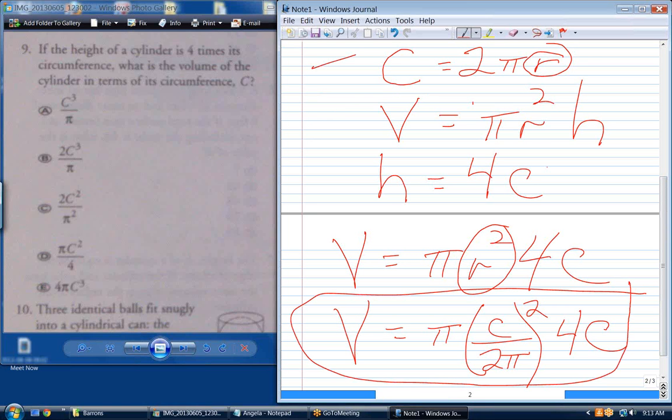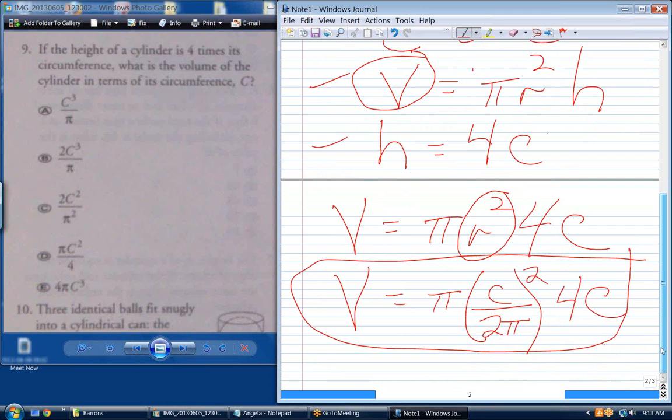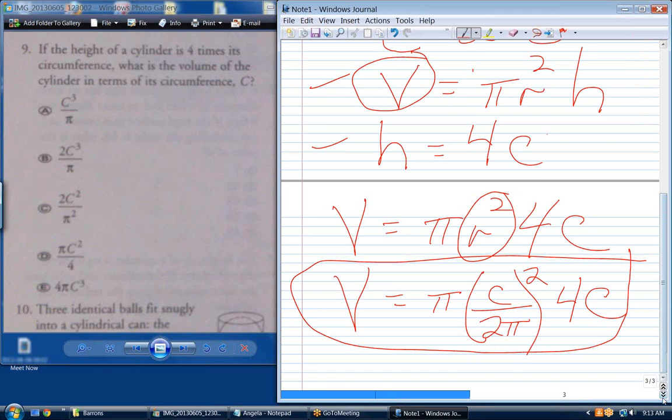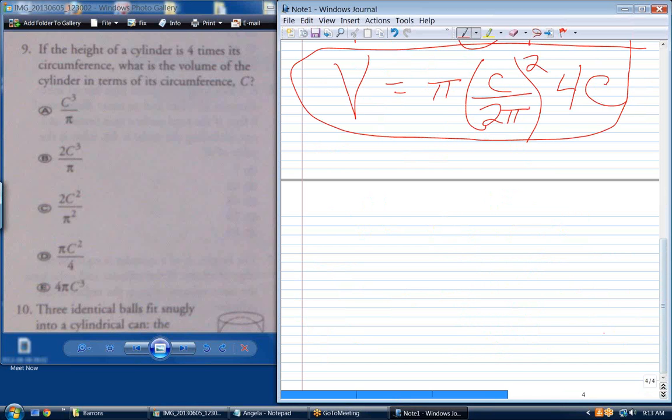We actually started with 3 formulas, and this formula is in terms of r and h, so we need r to be in terms of c, and we need h to be in terms of c. And then we'll be able to solve for v in terms of c. Let's simplify this, because this undoubtedly is not going to be their answer. So that's pi c squared over 4 pi squared times 4c.